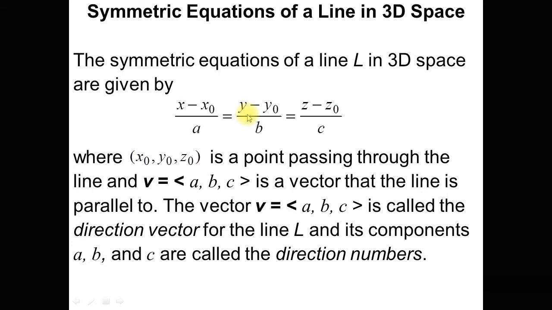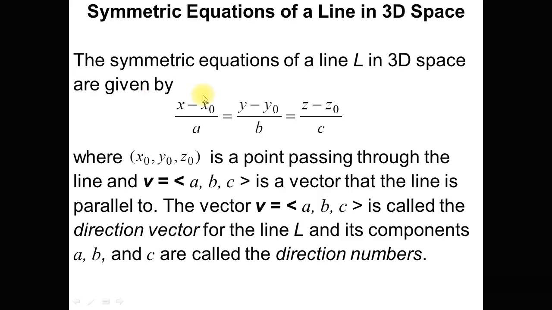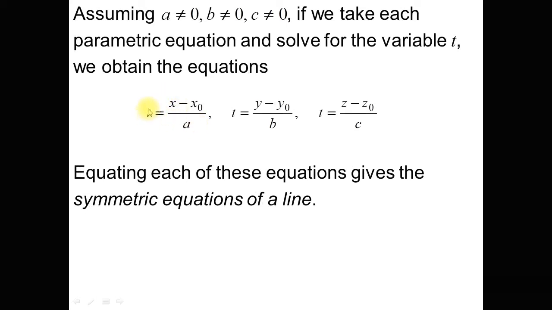So dear students, you see over here how to find the symmetric equation of a line, in the next slide. Solve the parametric equations of x for t, y for t and z for t. So (x − x₀)/a = t, (y − y₀)/b = t and (z − z₀)/c = t. All three of these equations are equal to t.